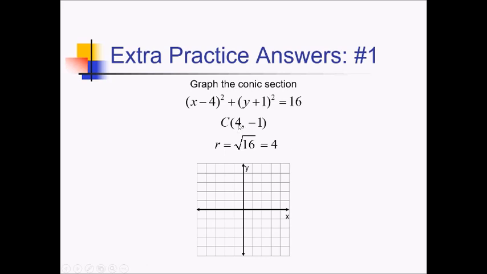Just judging by where that center is and what the radius is, I'm going to need to make my grid lines go by 2's. So center is going to be (4, -1) right there. And I'm going 4 in every direction. So we'll go 4 up, 4 to the right, 4 down, and 4 to the left. And then connect the dots, and there's our circle.